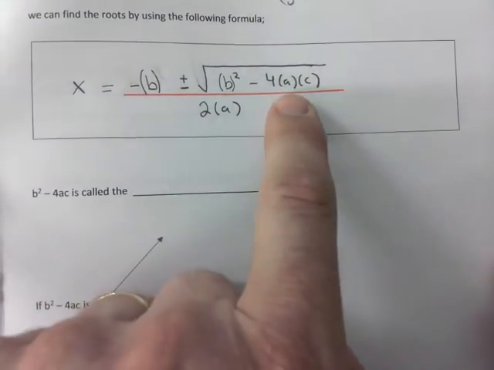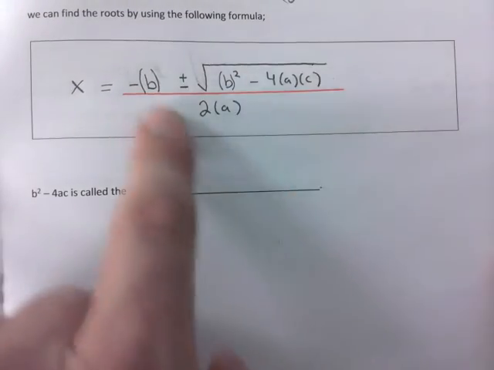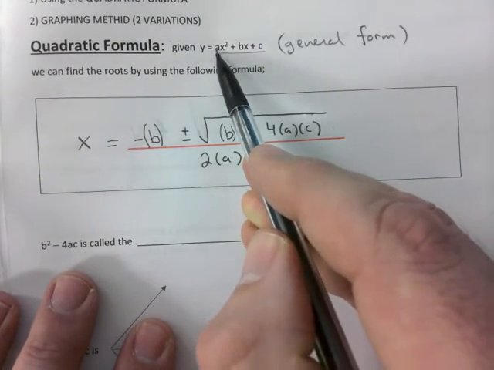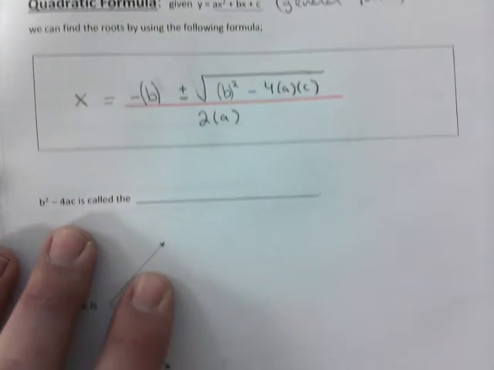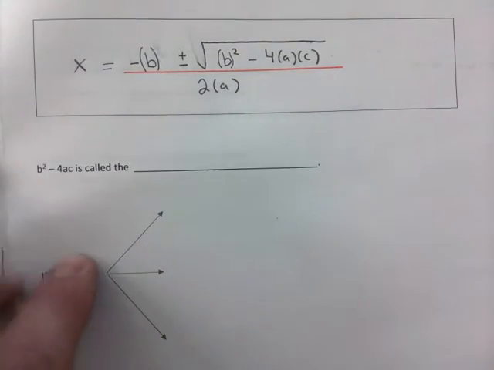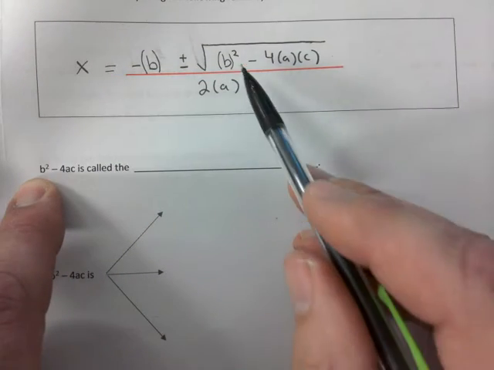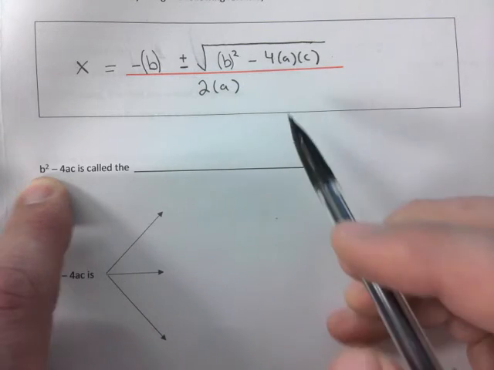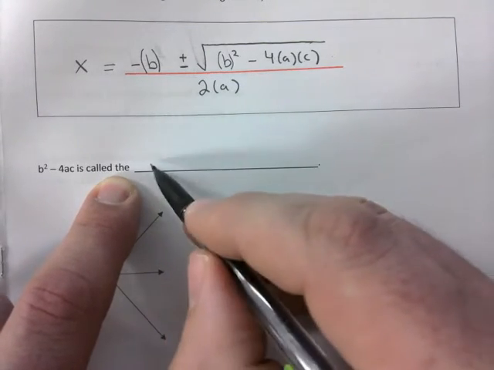And notice a, b, and c. There's a, b, and c in the mix. They come straight from your general form, right? That's where we get those numbers from. So watch this. The b squared minus 4 times a times c, whatever's inside here, is called the discriminant.